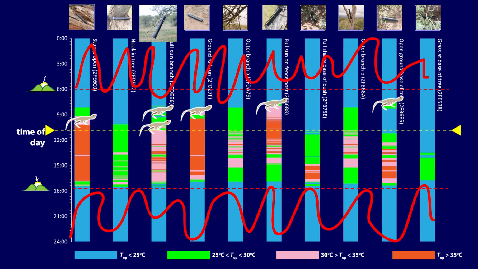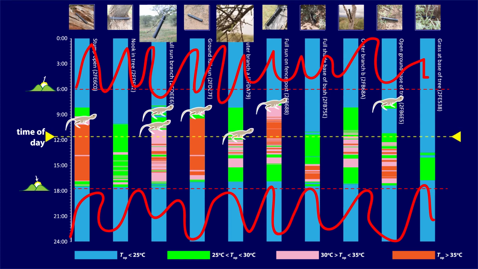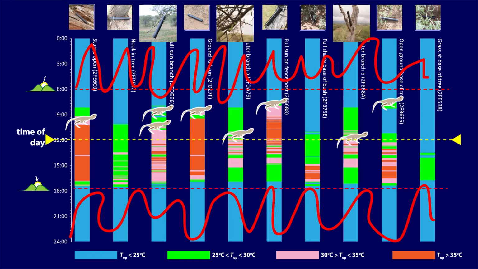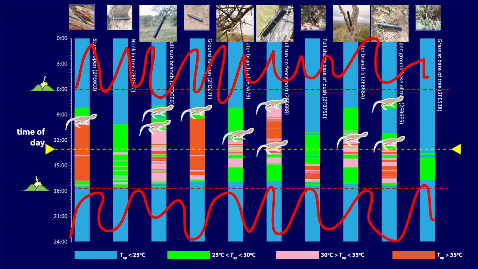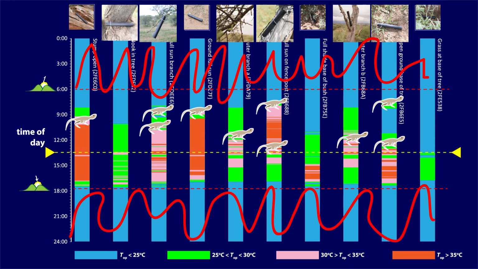Now, lizards can find suitable microclimates in a variety of situations: on the open ground, in the partial shade of a tree, on the branches of trees, and, once the wind picks up, back up on that fence post in full sun. Other microhabitats have become too hot, though.